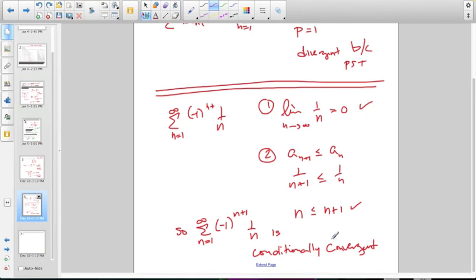Okay, because this alternating series, I just forgot to finish the power expression there. This alternating series did converge, but the absolute value series did not converge.